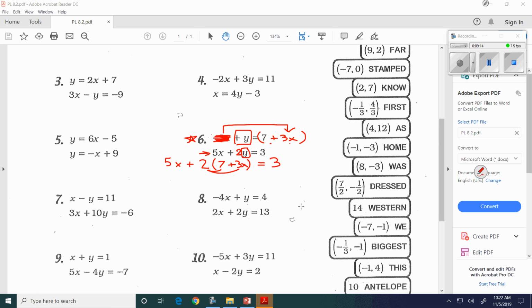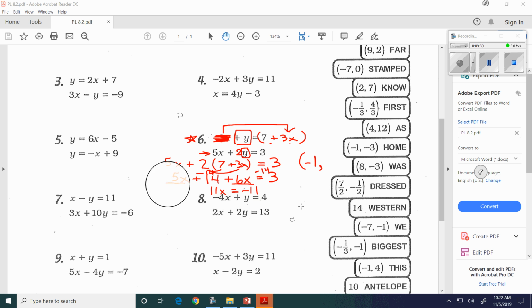So the first thing we're going to do is the distributive property right here. So 5x plus 2 times 7, which is 14, and 2 times 3x, which is a positive 6x, equals 3. Now we can combine our like terms. That's 11x. I'm going to go ahead and move this 14 to the other side by subtracting 14 to both sides. And that also gives me a negative 11. Of course, when we divide both sides by 11, x is going to equal negative 1.